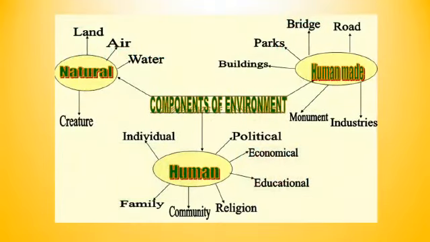Then, what are the components of the environment? We have three components of the environment: natural, human, and human-made. Natural is further divided into land, air, water, or biosphere: lithosphere, atmosphere, hydrosphere, and biosphere. The things made by humans are called the human-made environment, like buildings, parks, bridges, monuments, industries. And persons joined together make up a group, called the human environment, like individual, family, community, religion, education, economic, political institutions, and many more.